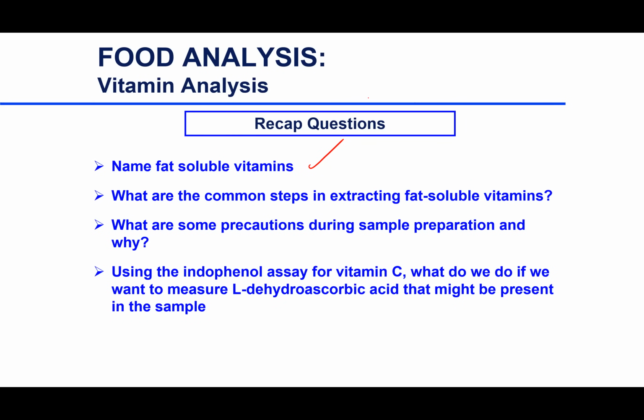So common steps in extracting fat-soluble vitamins. There's really only one. It's very broad. It has to do with, yes, organic solvents. Sometimes you saponify, sometimes you don't, depending on the particular compound. Then there are particular precautions you have to take during sample preparation, and why. This is for all the vitamins, not just fat-soluble vitamins.